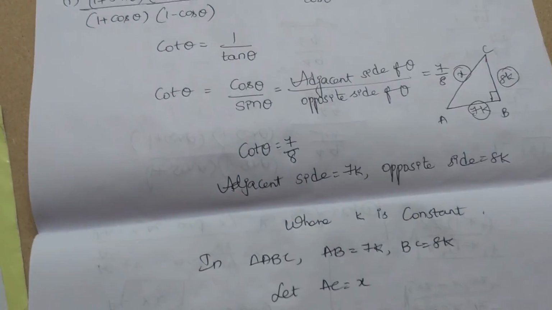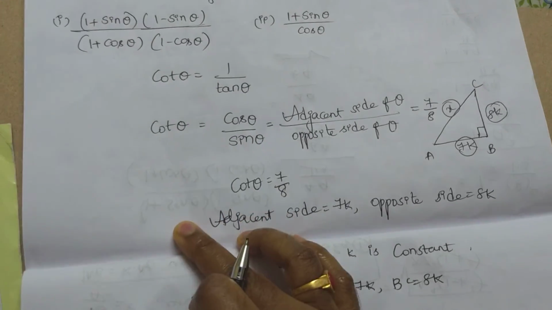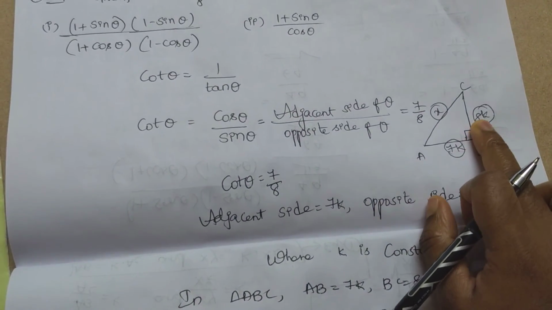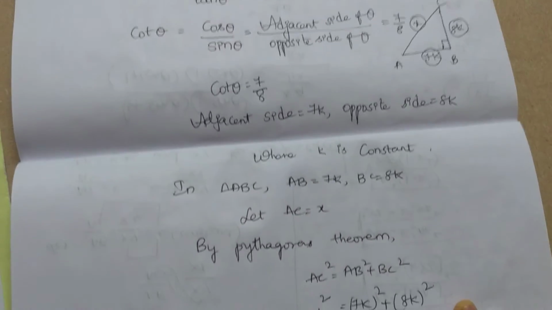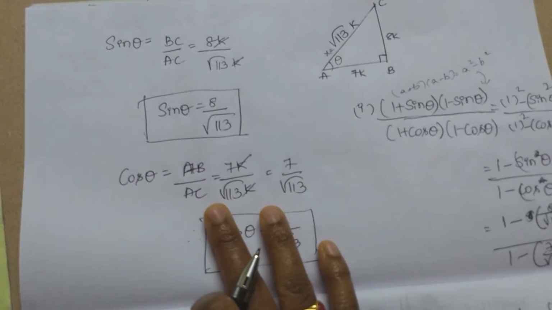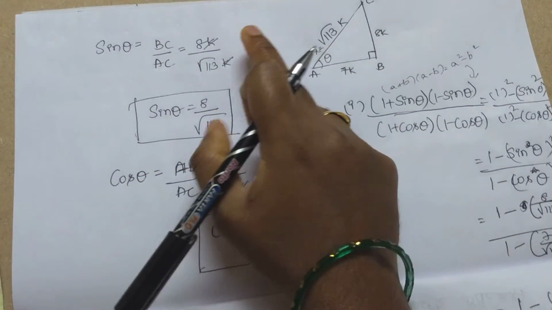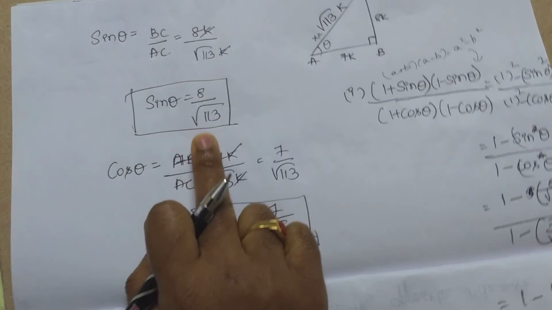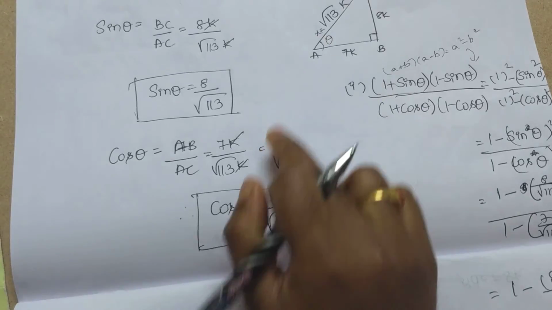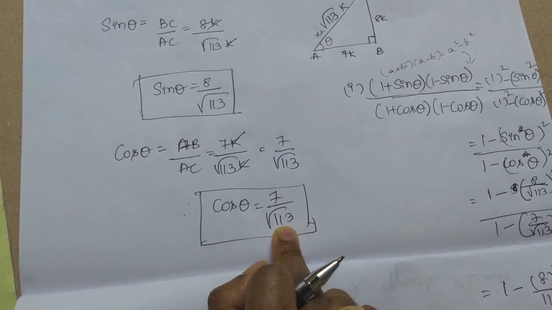Clear? So after finding the hypotenuse, in the next step what will I do here is write the sin theta value as, what is sin theta value? It's nothing but 8k, see here, 8k by root 113k. I'll show you. So here sin theta is equals to 8k by root 113k. K and k will be cancelled off. Sin theta value is 8 by root 113. Cos theta value is what? 7k by root 113k. So k will be cancelled off. You'll get cos theta value also as 7 by root 113.